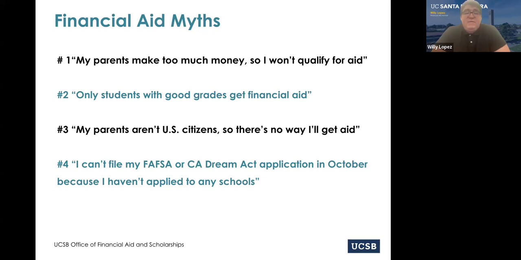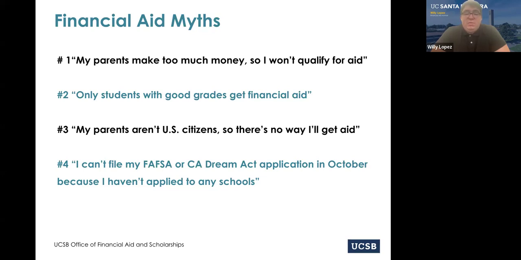And lastly, I can't file my FAFSA or CADA application in October because I haven't applied to schools. Good thing our application is due on March 2nd. So even if you haven't applied or decided what school you're going to go to, as long as you submit the application by the deadline, you can later select what schools you want to receive your financial aid application, so that they can then receive that information and award you accordingly.